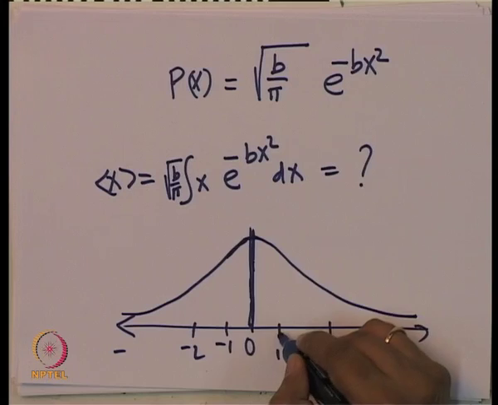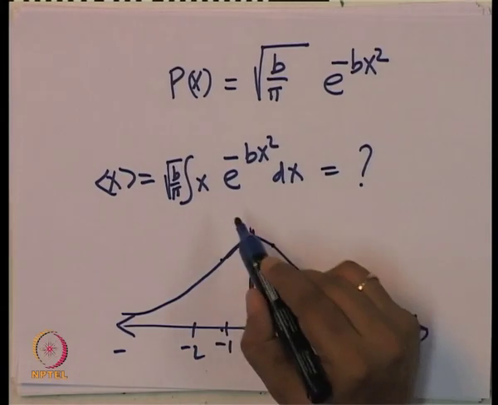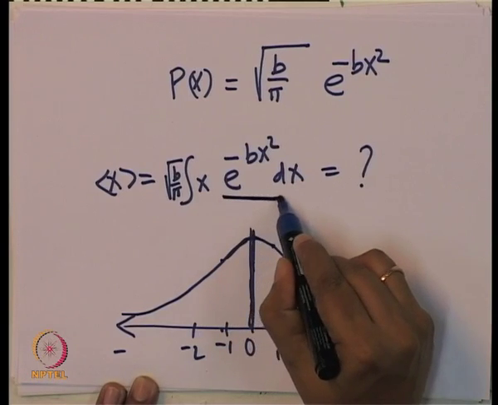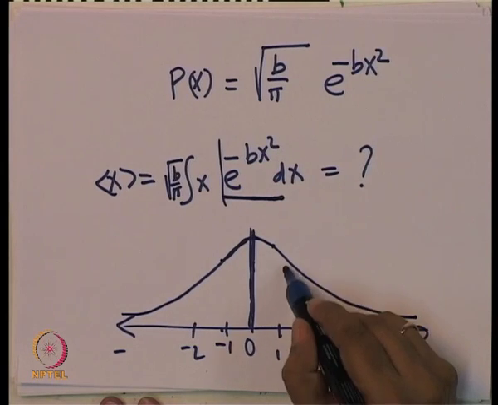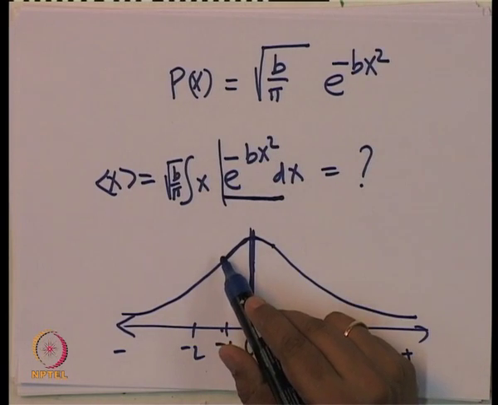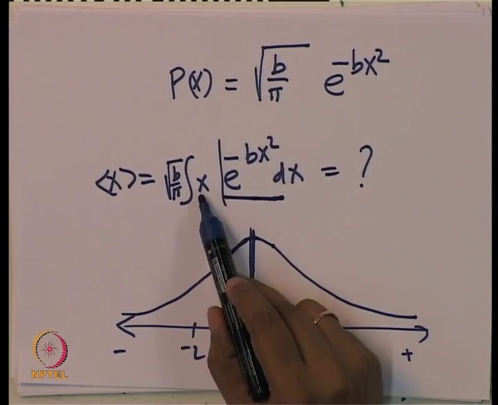That means whatever the value of e power minus b x square is at plus 1, it is the same value at minus 1. So, the value at plus 1 is the same as the value at minus 1. The only thing that differs is x.